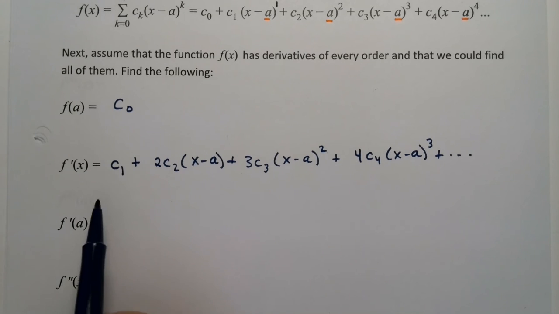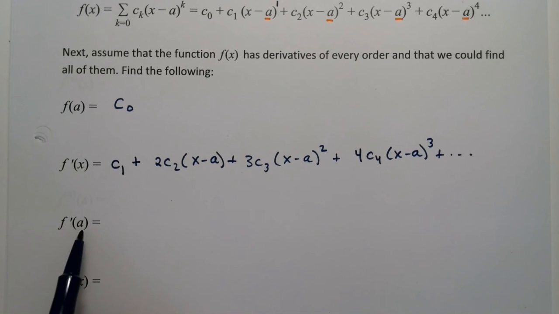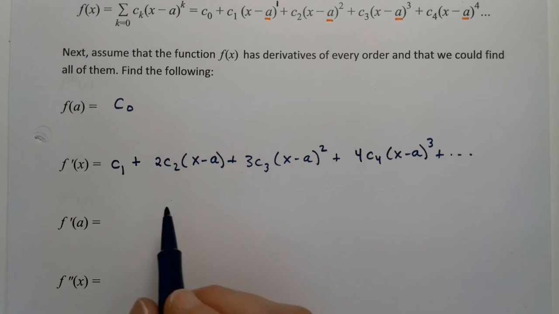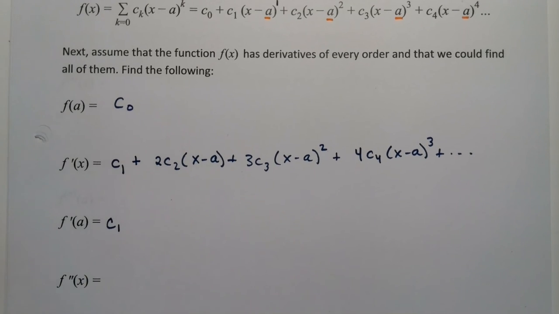All right, now what would that derivative be at a? All of the terms that have x minus a in them are going to disappear, and the only term that's going to be left is the constant, which is c1.